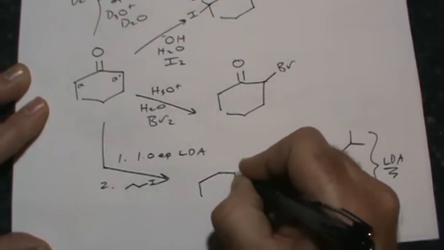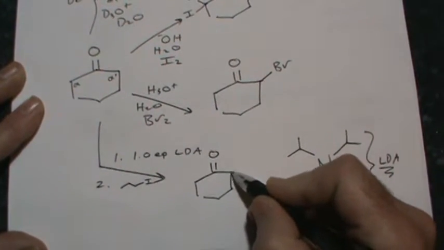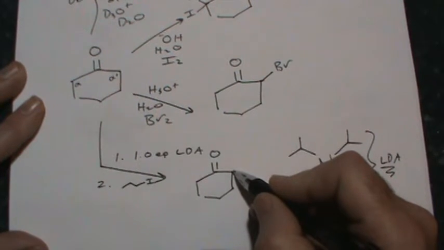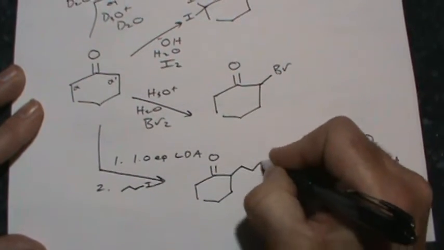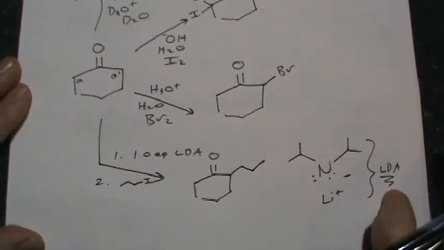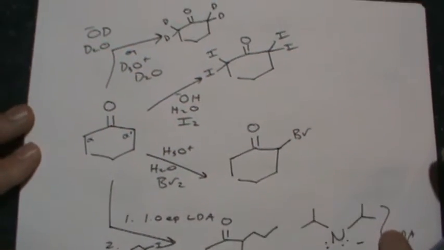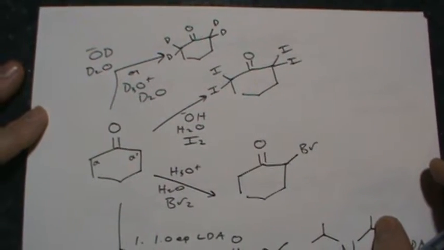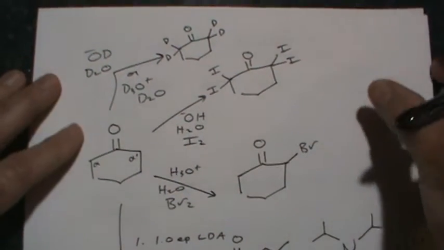So after we remove one proton off of an alpha carbon, we'll say this one right here, to form the enolate, it will attack and will effectively alkylate at that alpha carbon. So these are 4 of the very first reactions we studied that occur at the alpha position of aldehydes and ketones, all very important.